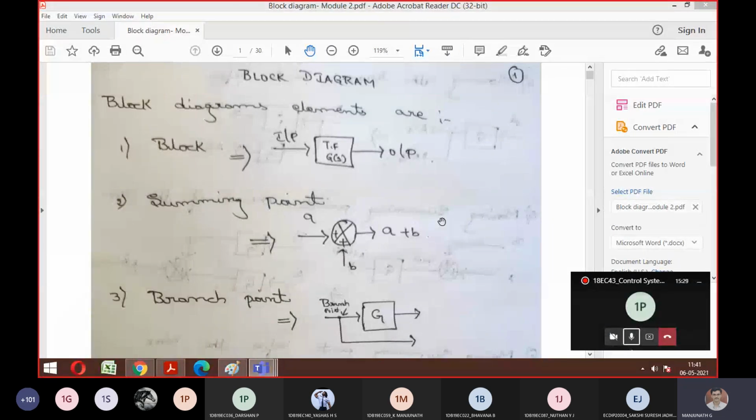Before that, is it fine, what I told to everyone? I just showed a few points on the block diagram. Is it okay till there? Yes, sir.